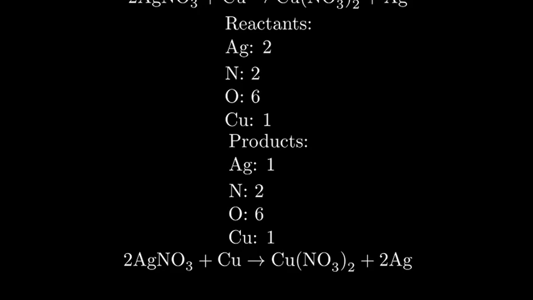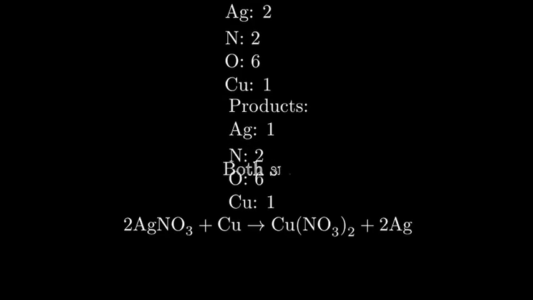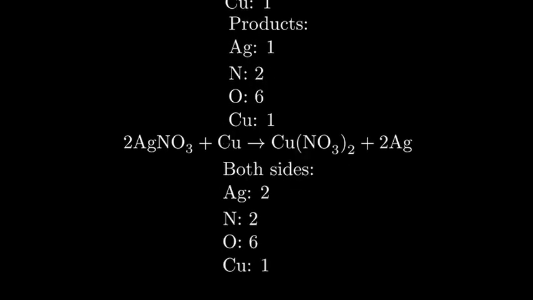Let's verify that our equation is now balanced. On both sides, we have two silver atoms, two nitrogen atoms, six oxygen atoms, and one copper atom. The equation is balanced. And there you have it. We've successfully balanced the chemical equation for the reaction between silver nitrate and copper.